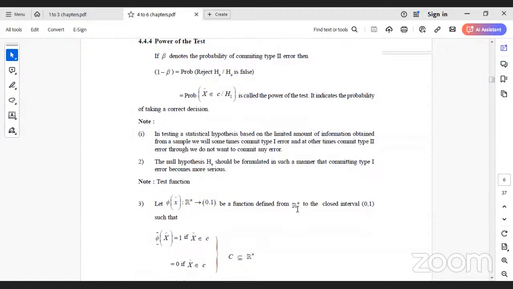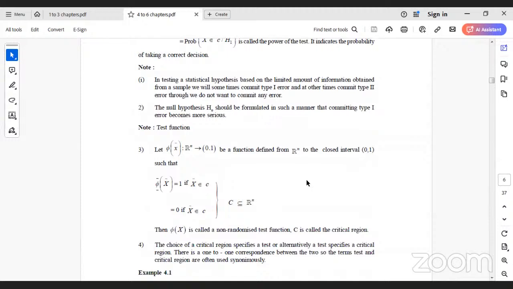Let phi be a function defined from R^n to {0, 1} such that phi of x is 1 if x belongs to C and 0 if x does not belong to C, where C is a subset of R^n. Then phi of x is called the non-randomized test function. C, a subset of R^n, is called the critical region.